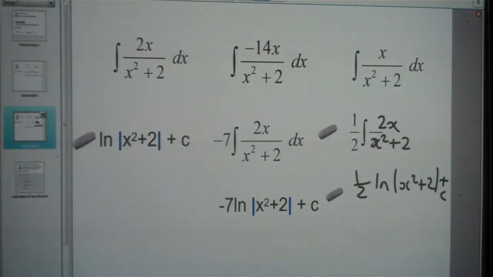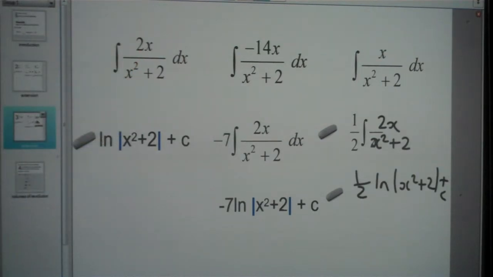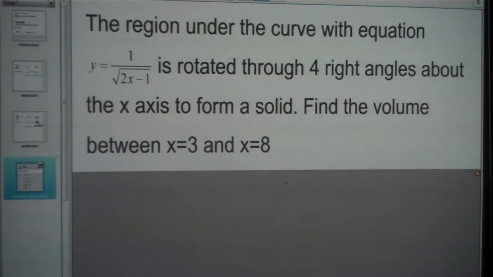So, just a little bit of manipulation when you're doing these questions. But when you see fractions and it's an integration question, that should be your first check. Is the top the differential of the bottom? Or if not, can we make it so? Okay, let's go to an extension question here.